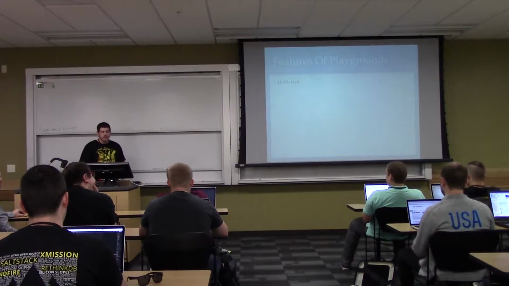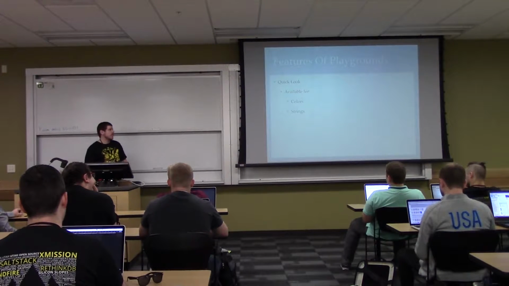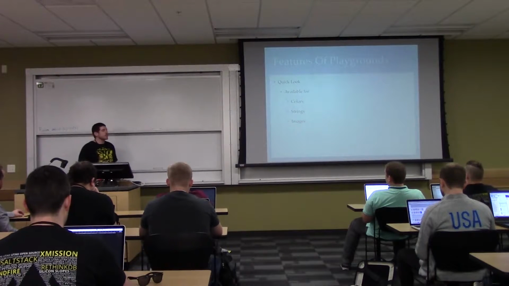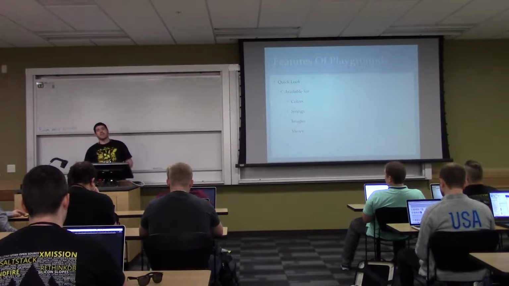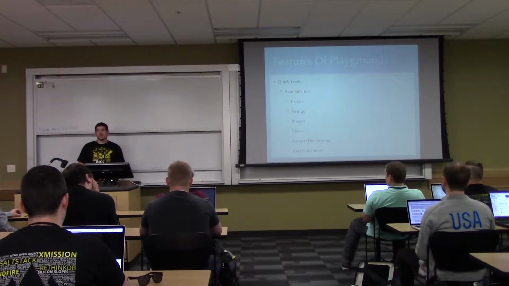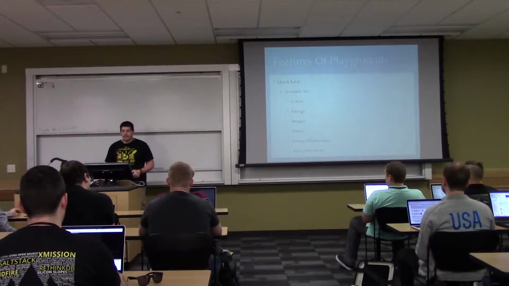So the features of Playground. You can quick look your variables as you run it. That's available for things like colors, strings, images, anything that you have. You're probably going to be able to quick look it. If there's not a way for you to quick look built in, you can always build your own quick looks as well. I'm not going to get into that one today because it's actually kind of complex. Apple does have resources available for creating your own quick looks within Playground on their developer site. Worth the reading if you're interested in that.